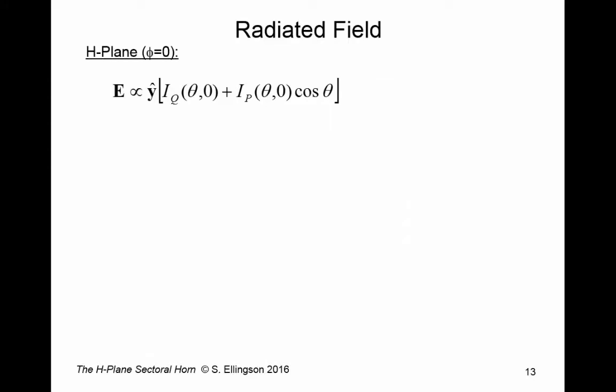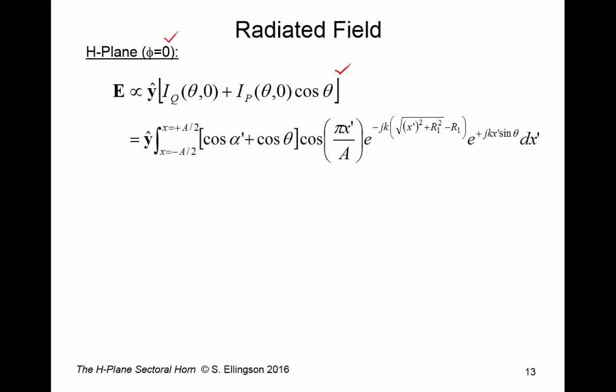So that's a complicated expression. Let's see what that looks like in the H-plane and the E-plane. In the H-plane, in this geometry, that corresponds to phi equals 0. We know it's proportional to this expression. We don't have to carry through all the constants in order to determine the pattern. We only need to carry through the factors which are going to change, because everything else will disappear in the normalization.